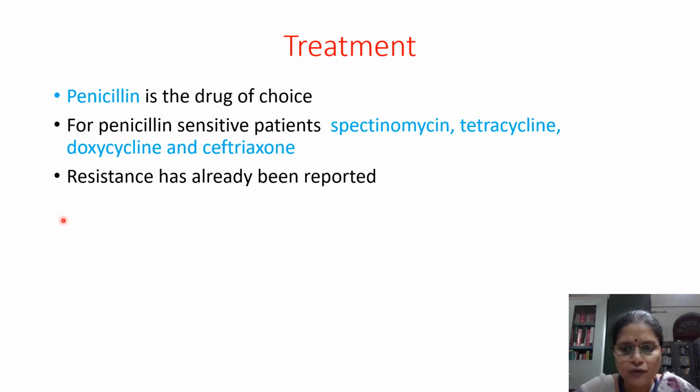For treatment of gonorrheal disease, the most important drug of choice is penicillin. But for penicillin-sensitive patients, that means certain people who are allergic to penicillin, you can use spectinomycin, tetracycline, doxycycline, or ceftriaxone. Any of these drugs can be used, but just like any other pathogen, this organism has also developed resistance to penicillin. In most places, it is becoming resistant to penicillin.